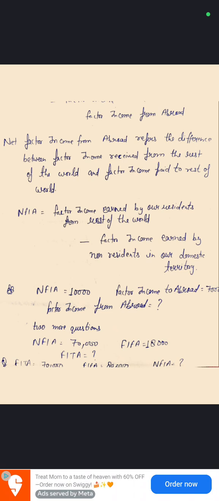What is transfer income? Transfer income is based on donation, charity, help or remittance, where factors are not involved. It is called transfer income.